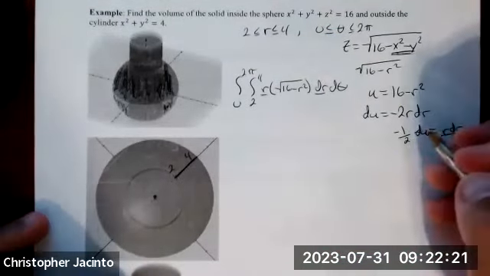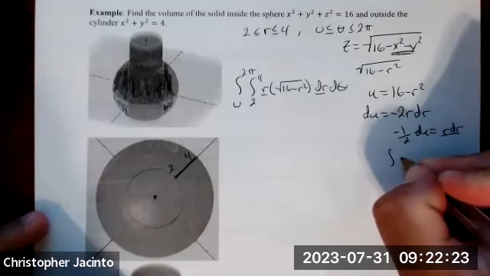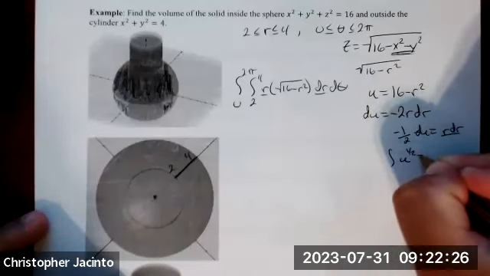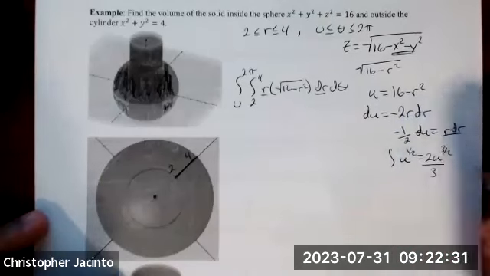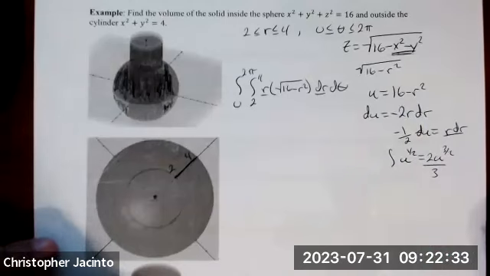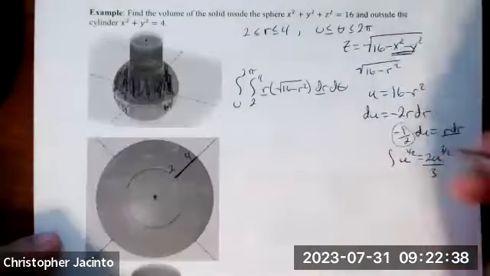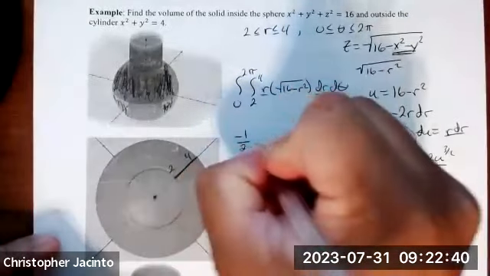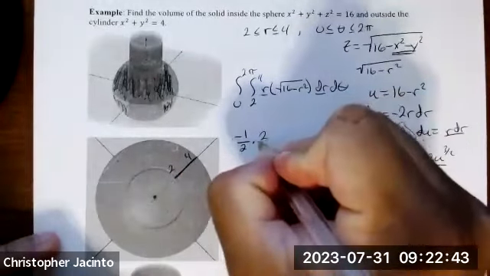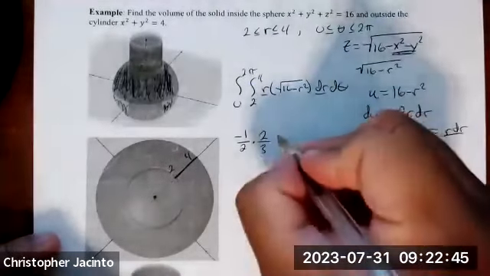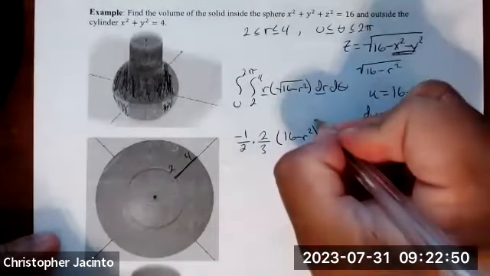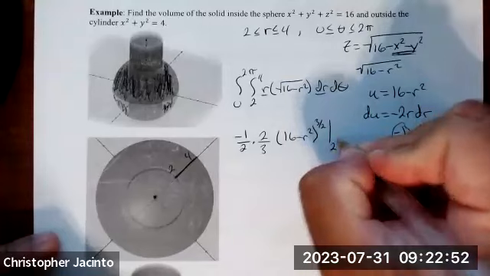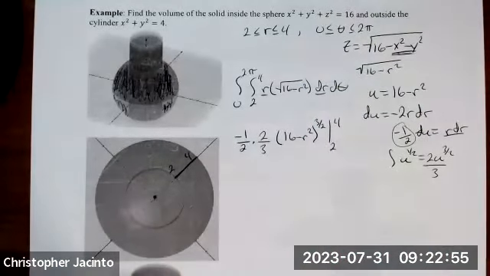Okay. So this is going to be the integral of u to the 1/2 power. So u to the 3/2 and 2/3 times this negative 1/2 at the end, right? So if I go back, this is going to be negative 1/2 times 2/3 of u, which is 16 minus r squared to the 3/2 power, evaluated at 4 and 2.